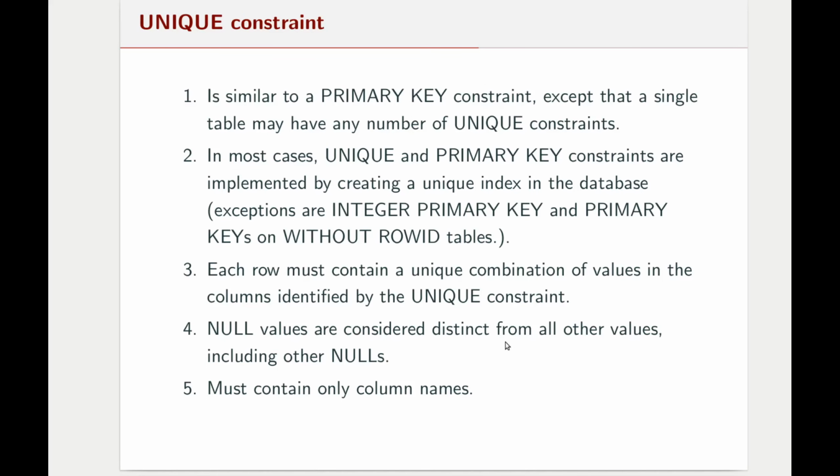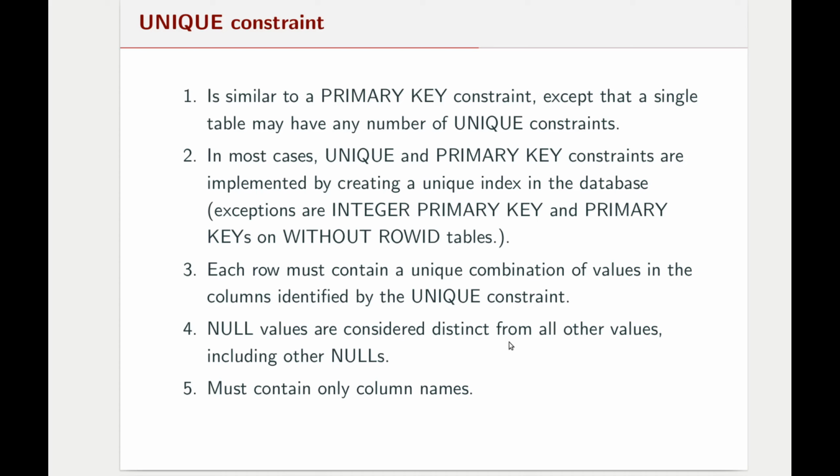Similar to a primary key, there is also a unique constraint. It is identical. The only difference is you can have multiple unique constraints per table, but you can have only one primary key constraint. In most cases, both primary key and unique key constraints are implemented by creating just a unique index on the database. Of course, exceptions are integer primary key and primary keys on without row ID tables. We saw how they were organized.